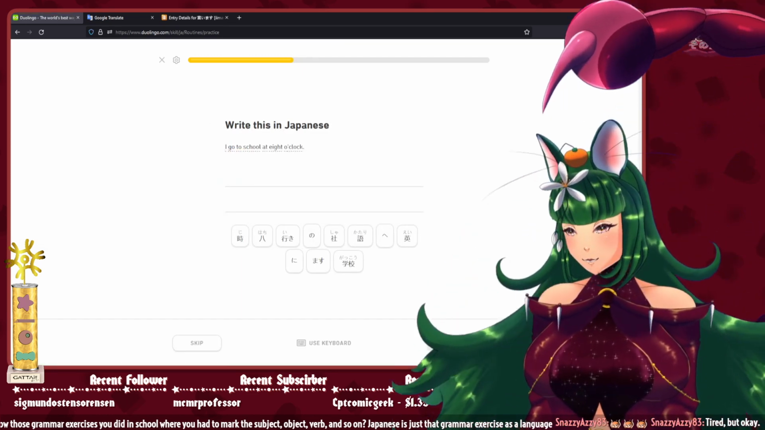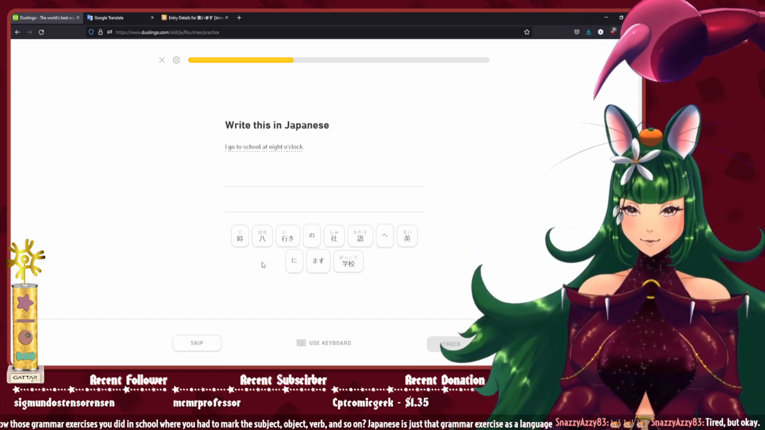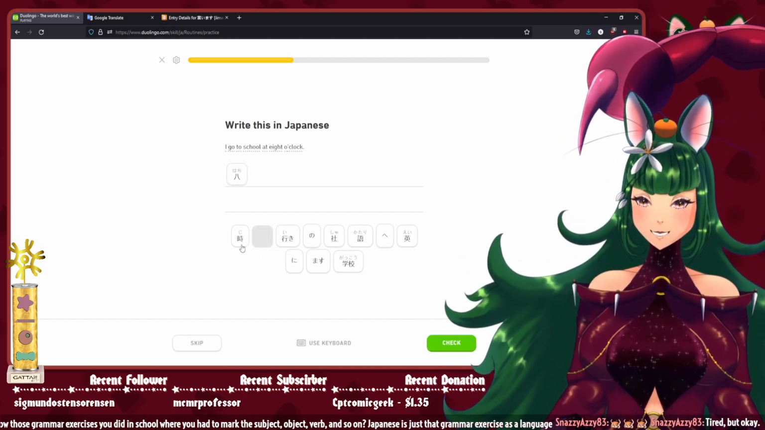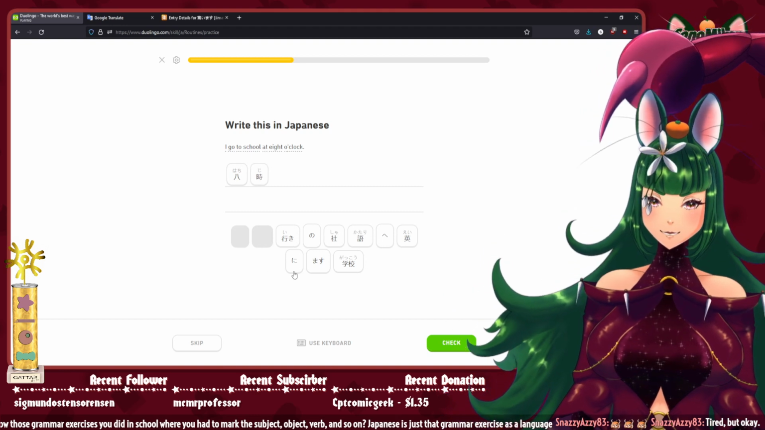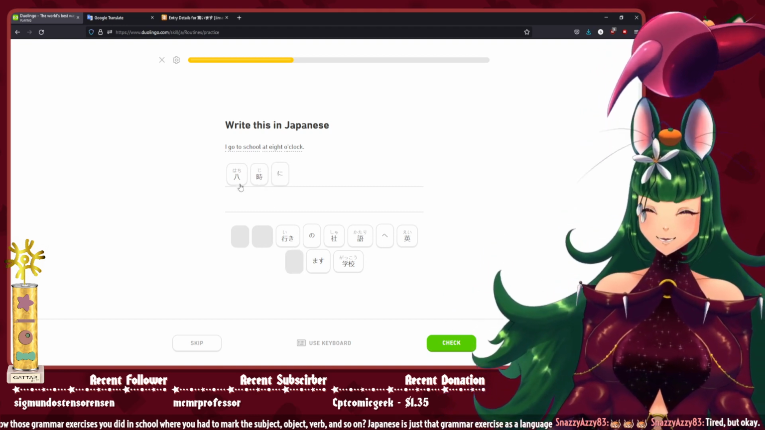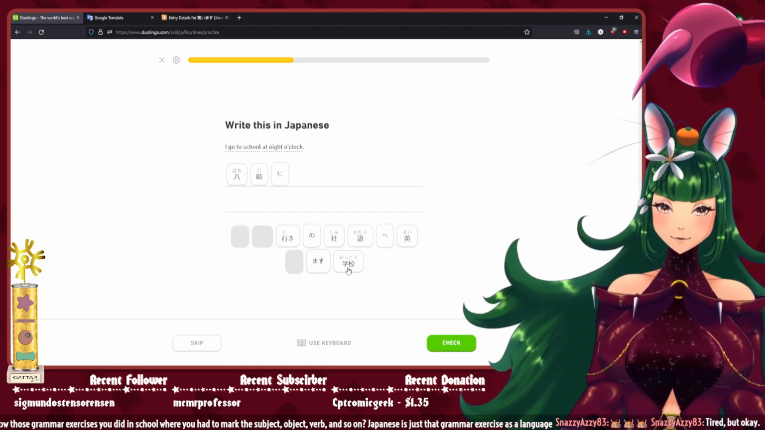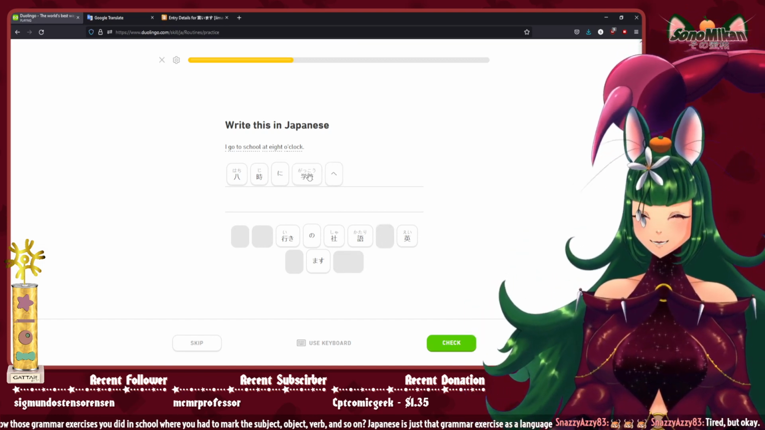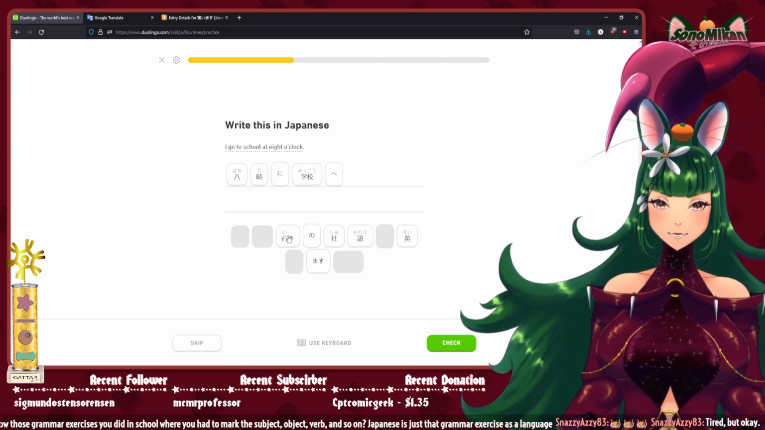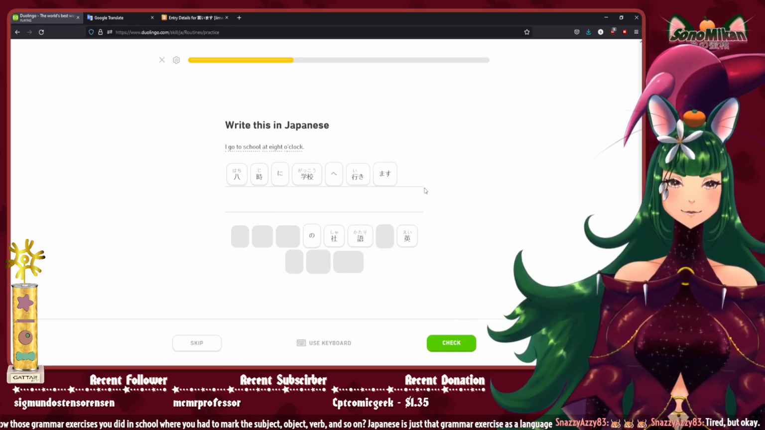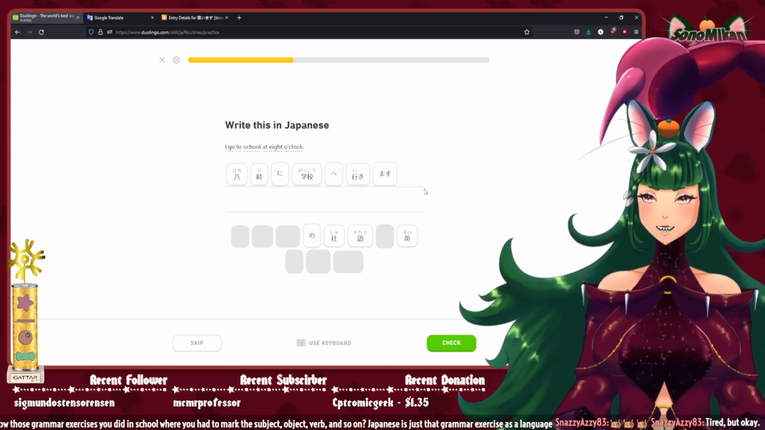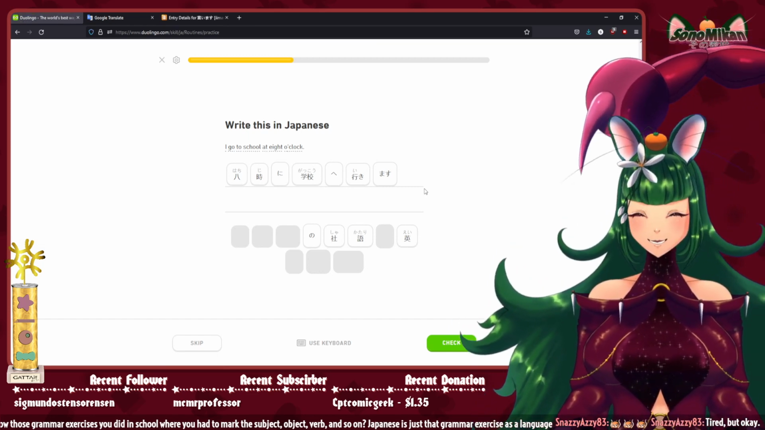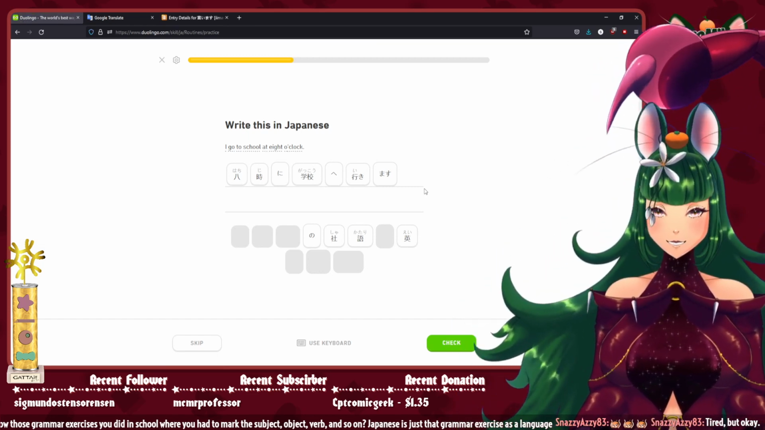Okay. So hachi ji ni, because ni is indicating the time. Gakko e, indicating the destination. Ikimasu, the action is going. Okay, we're getting it. We've learned. So we gotta put it into practice.